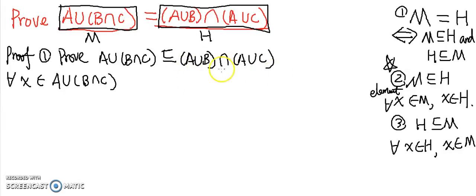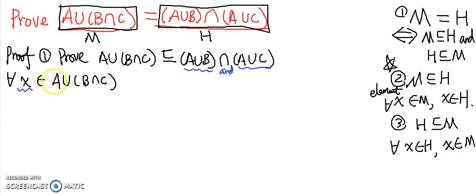And how do we do that? If you want to prove that, notice on the right side we have the intersection of two sets. So you will have to show that member x is in here, A union B, and this pretty much translated to and, x is also in A union C. If you can show that, then we get what we need.